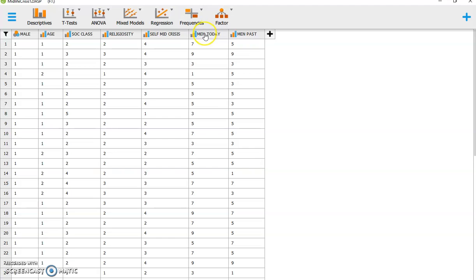And so we're going to compare the estimates of the percent of men today who have a midlife crisis versus the percent of men in the past who went through a midlife crisis. Now in this particular scoring, 1 represents less than 10% of men, 3 represents 30%, 5 represents 50%, 7 represents 70%, and 9 represents over 90%.